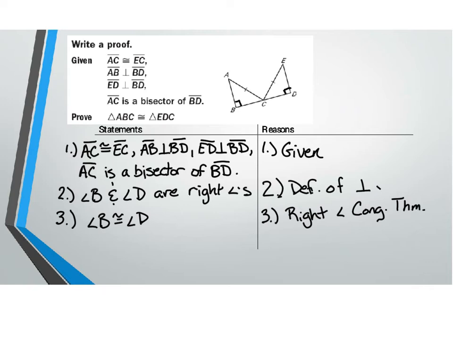Okay. And then step 4, going back up to this information that we're given, we have that AC is a bisector of BD, meaning that this line right here is cut in half at this point right here. So, by definition, we should know that these two segments are congruent to each other. So we can go ahead and say BC is congruent to DC. And that is by the definition of bisector.